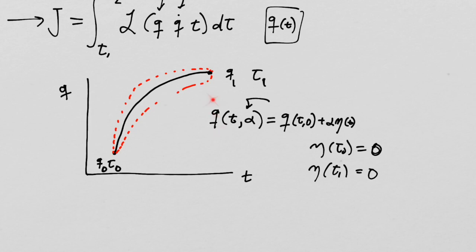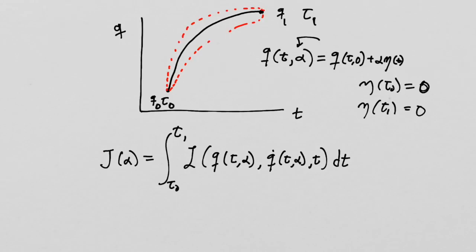So now Q is a function not only of time, but also of this little parameter alpha. And eta is just along for the ride. It can be an arbitrary deviation. That's what makes the true path so special: an arbitrary deviation, as long as it's small from the true path, won't change the value of J.